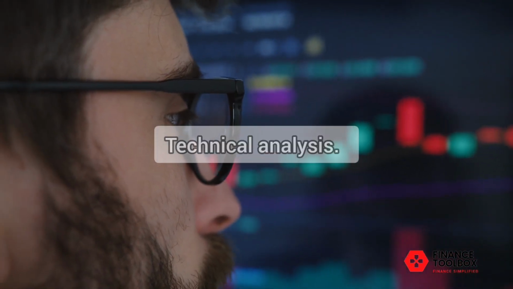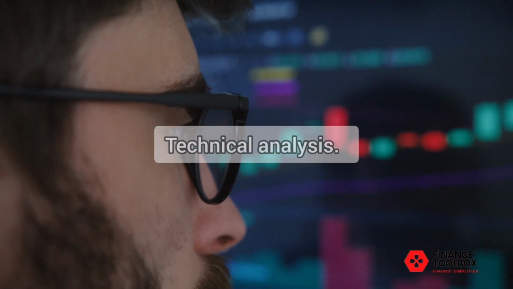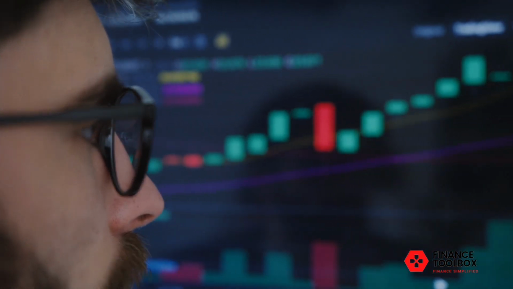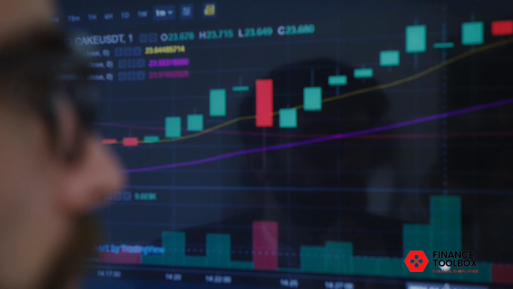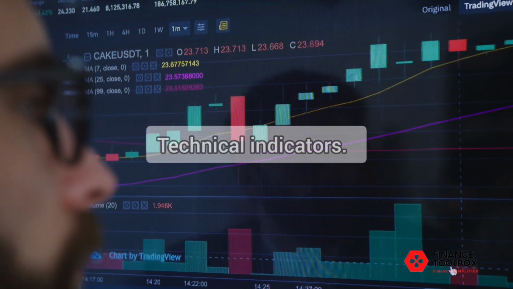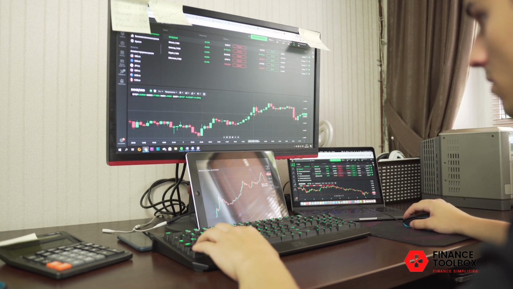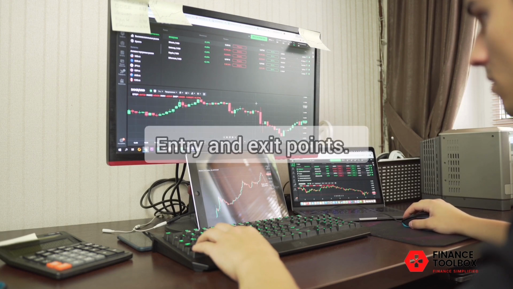Technical analysis involves the study of historical price action in order to identify patterns and determine probabilities of future movements in the market through the use of technical indicators and other analysis tools. Technical traders look for price patterns which they use to determine entry and exit points.